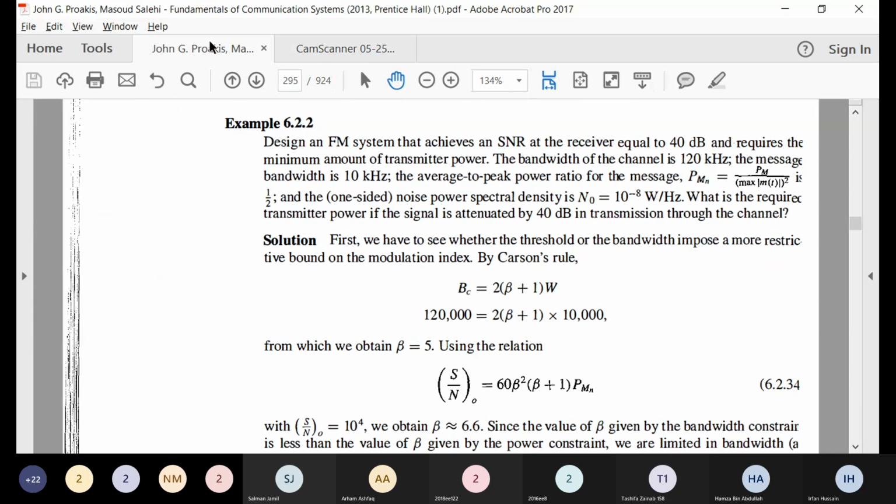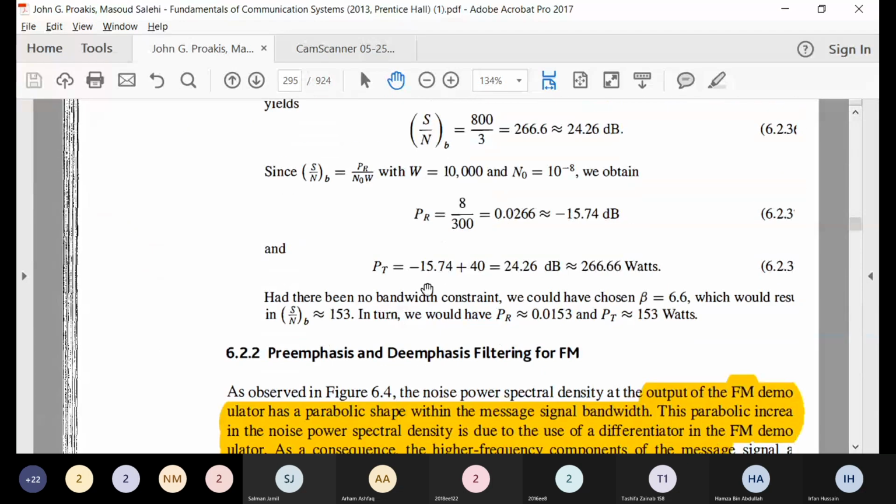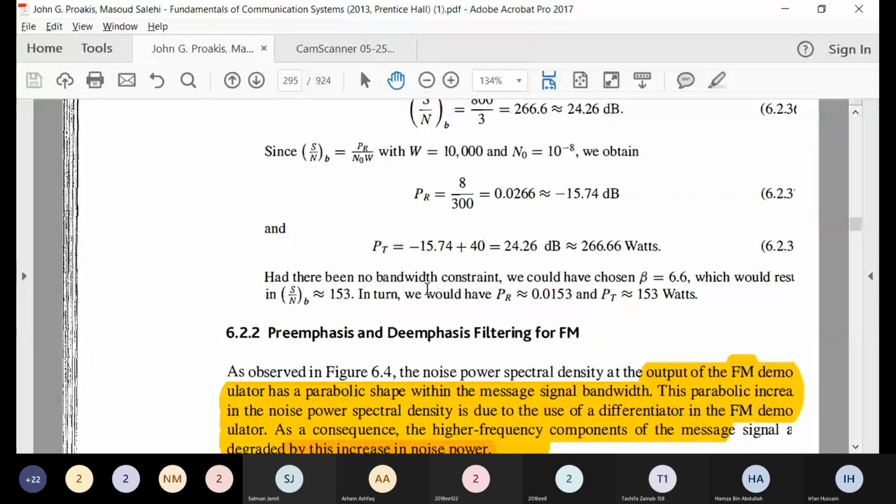Here you could also see in this example that let us say I had no bandwidth constraint. The bandwidth constraint was not there. You are not constrained to 120 kilohertz. You could use as much bandwidth as possible. Then I would have chosen 6.6 because this is the maximum I can use. All right. So above the threshold value or up to the threshold, I will use 6.6.